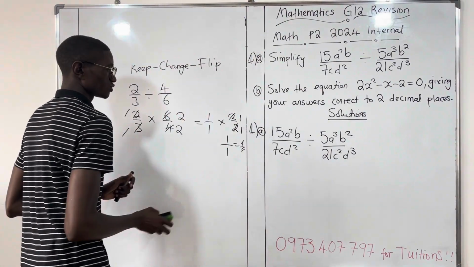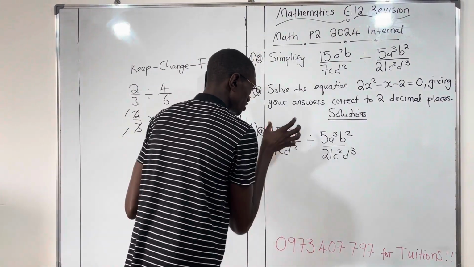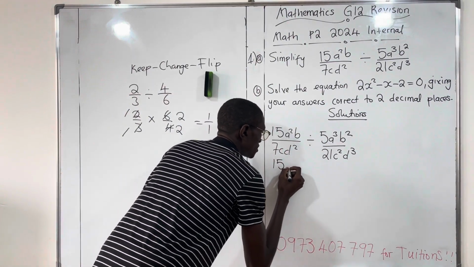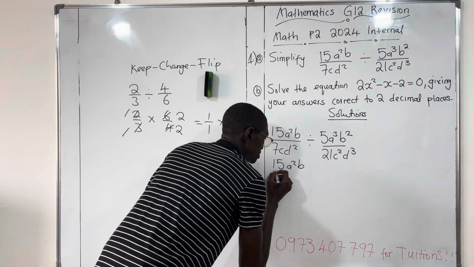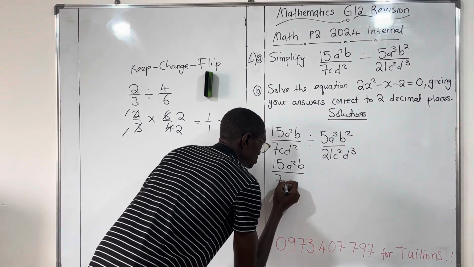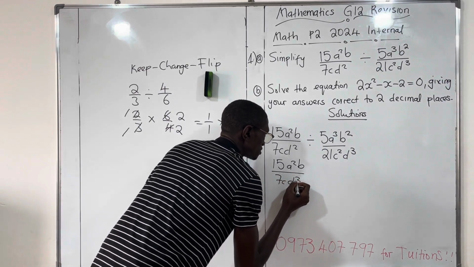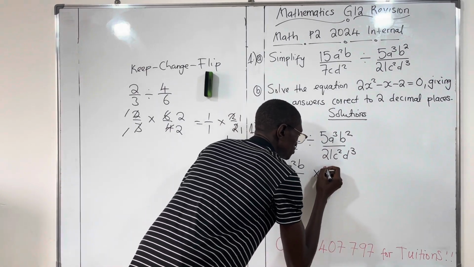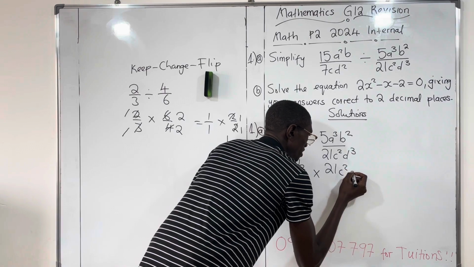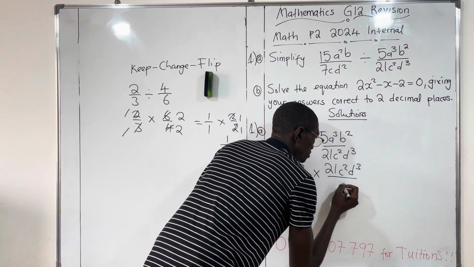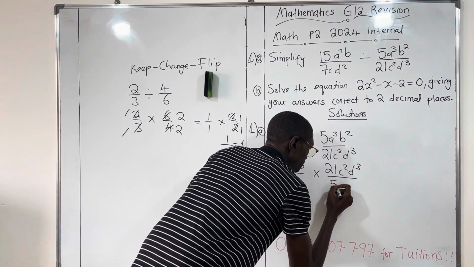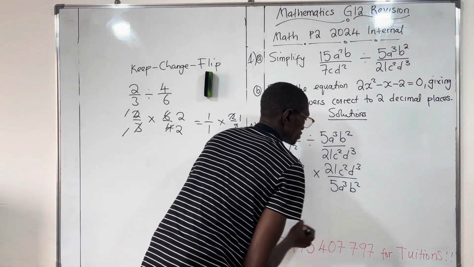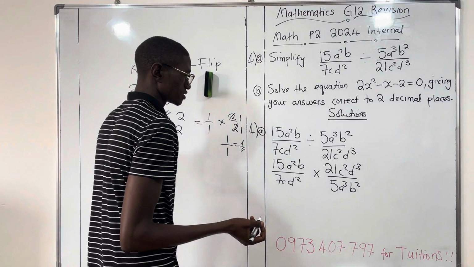So this is a principle we use whenever we're solving these questions. So what we're going to do now is keep the first fraction the way it is, which is 15a squared b over 7cd squared. And then we change that sign to multiplication, and then we flip these values. So 21c squared d cubed comes on top, divided by 5a cubed b squared. At this point, we can now start reducing.